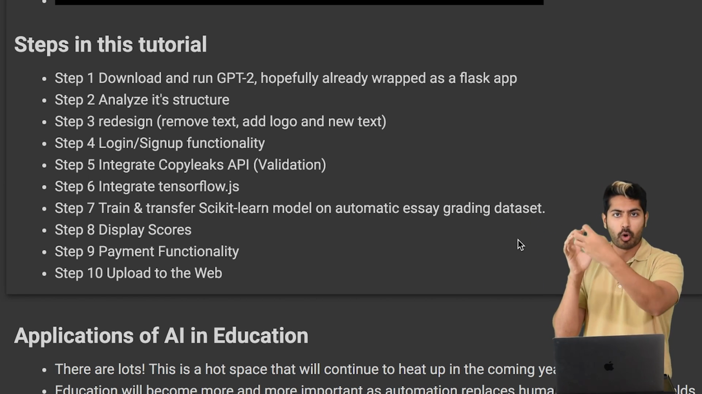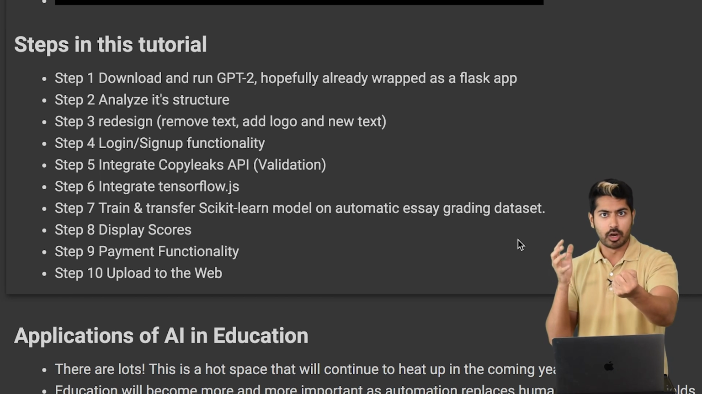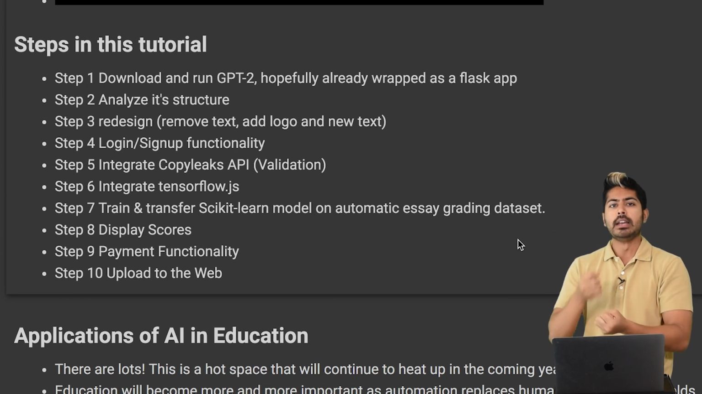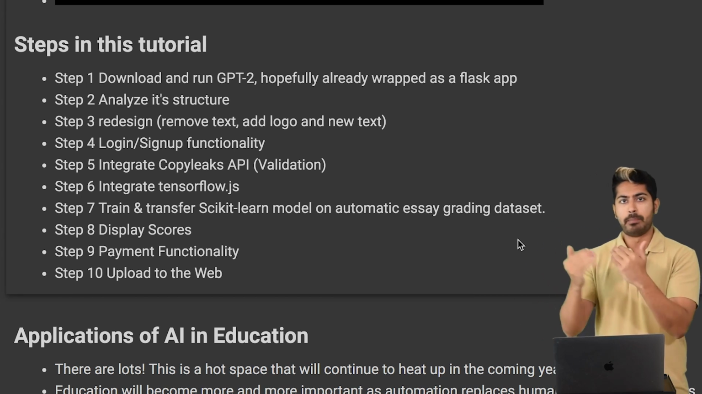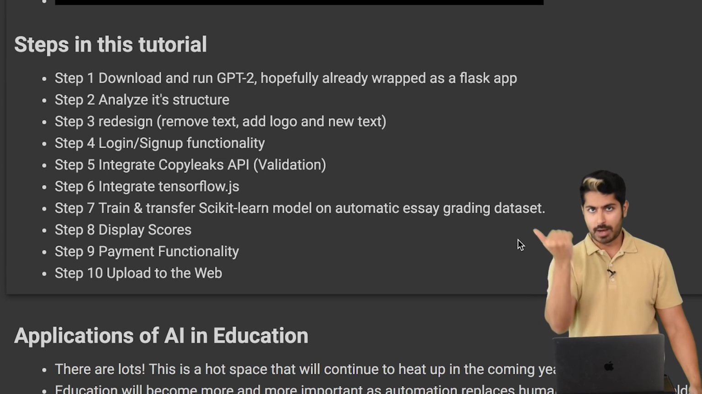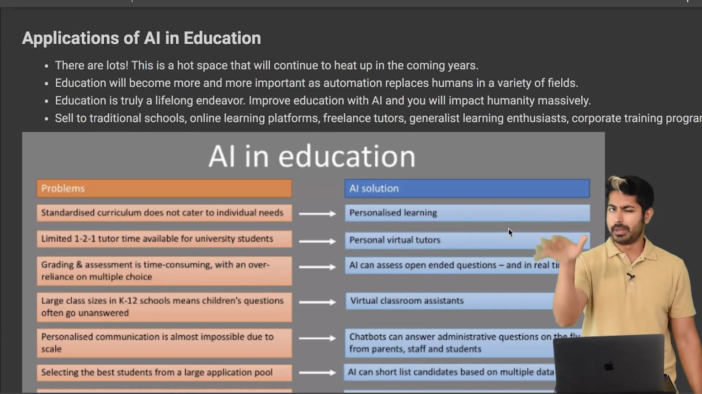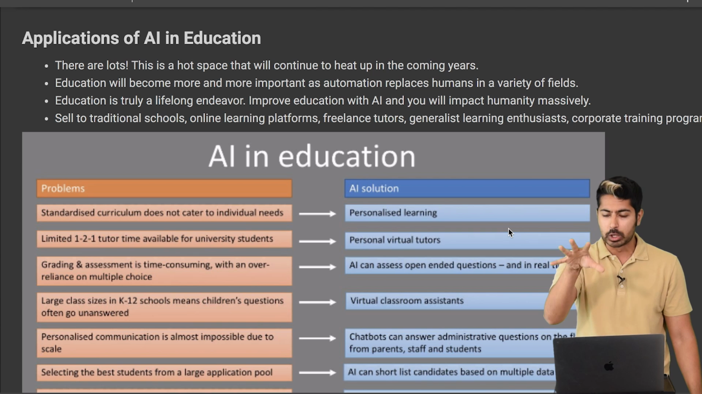We're going to display the scores, validity, and then calculate those. How are they going to actually be calculated, as well as the grade, and then we'll add in the payment functionality last, and then we'll upload it to the web. But to start off, let's talk a bit about the bigger picture here before we get to building the code.